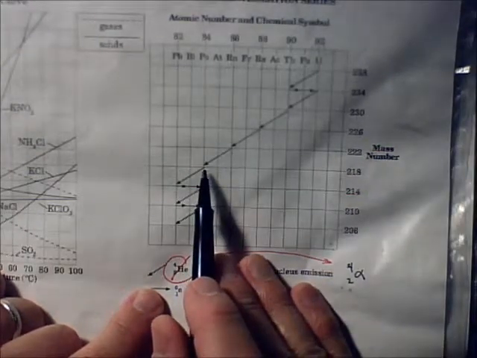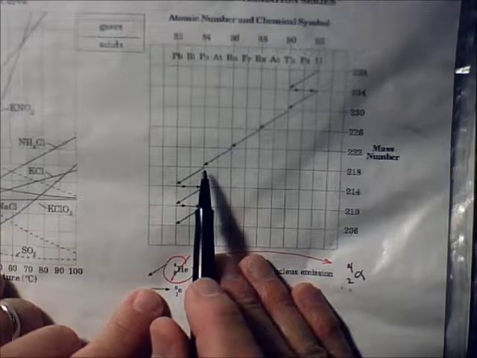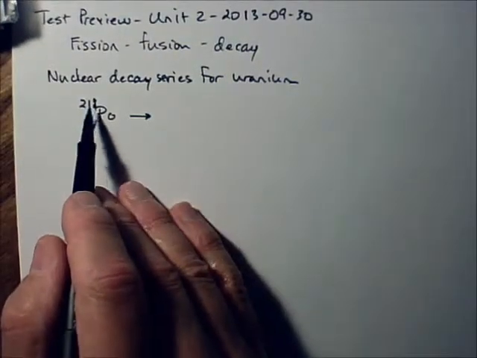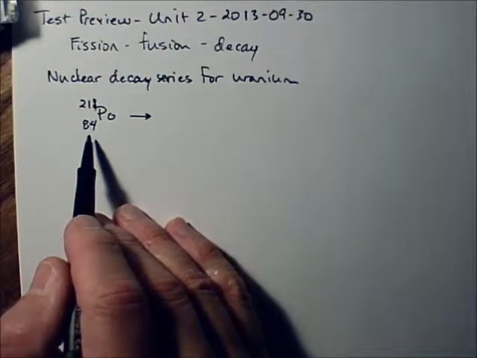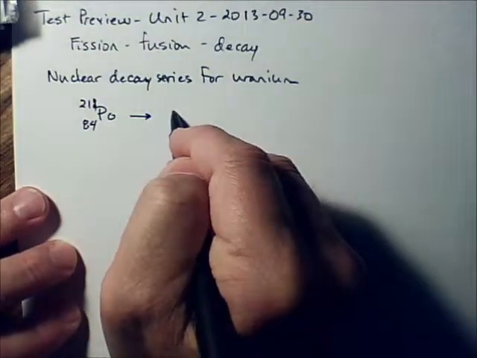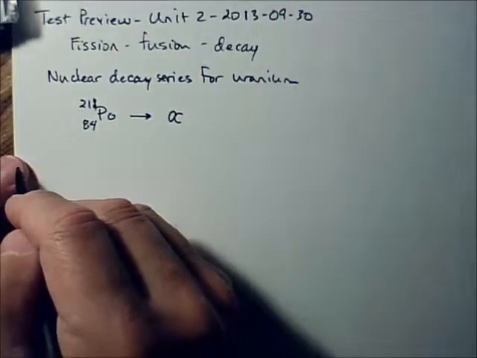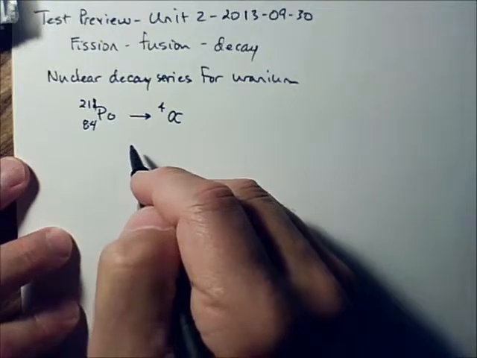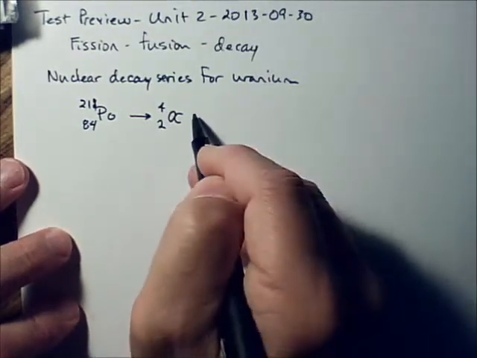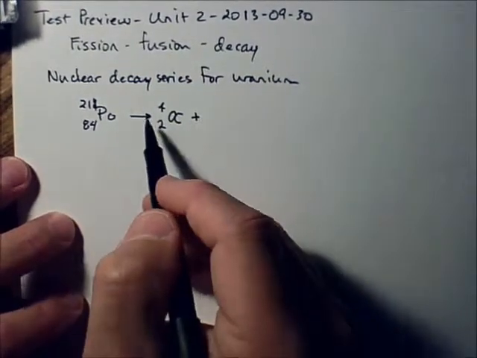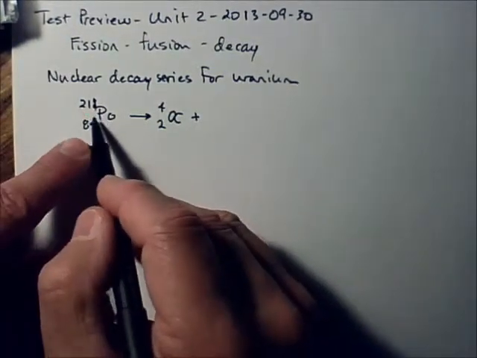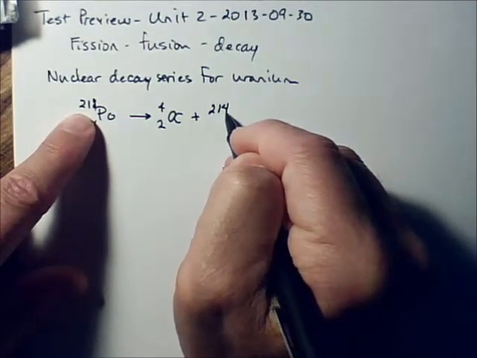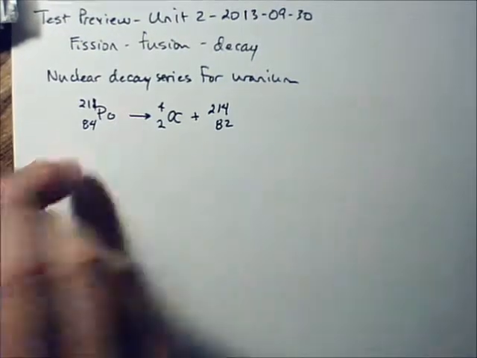Polonium, P-O. Polonium 218. So I put it down as polonium with a 218 up here at the top. Its atomic number is 84. If it's going through alpha decay, I'm going to write an alpha symbol. Alpha particles have a mass of 4 and atomic number of 2. So if I take out that 4 and that 2 from these two numbers, I'm going to be left with 214 on the top and 82 on the bottom.